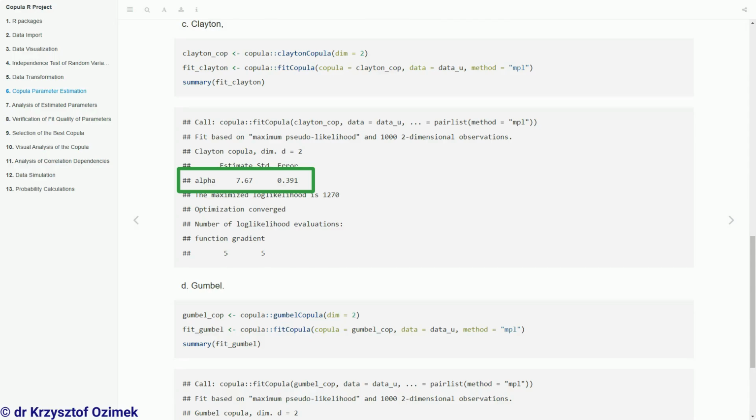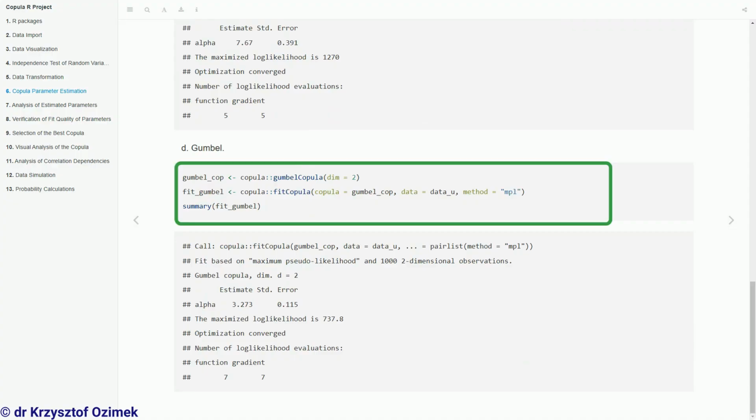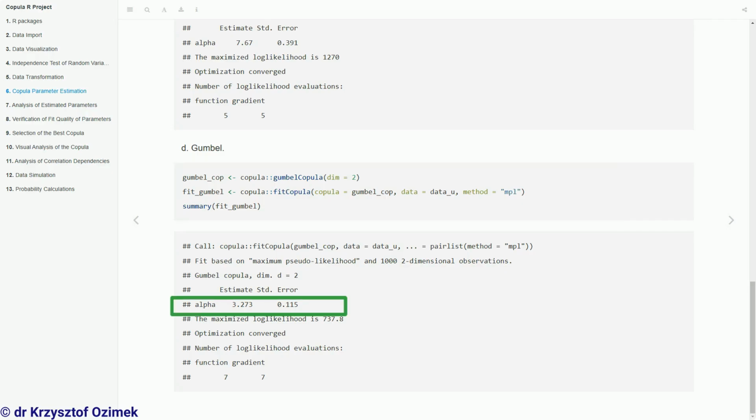The final estimated copula is the Gumbel copula, which is designed to model dependencies in the upper tails of the distribution. Here we use the Gumbel copula function from the copula package along with fit copula. The Gumbel copula has a theta parameter, denoted as alpha in the output, that determines the strength of upper tail dependence. The higher its value, the stronger the correlation in the upper tails.